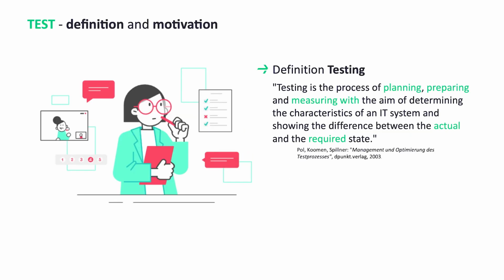Testing is the process of planning, preparing, and measuring with the aim of determining the characteristics of an IT system and showing the difference between the actual and the required state. This somewhat unwieldy definition by Pohl, Kuhlmann, and Spillner points to the central task of testing, namely the comparison of the actual state with the required state. This definition does not say that a test must always be carried out against a hard specification of any kind, but it deliberately speaks softly of the required state, against which the actual state is to be tested.